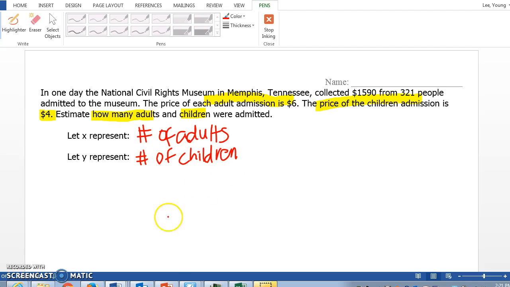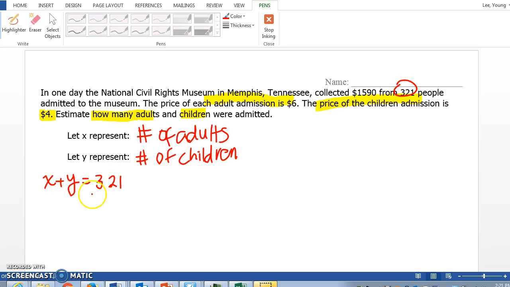So let's come up with the first equation. X is the number of adults, Y is the number of children. Altogether, how many people? There are 321 people admitted. So what should be my first equation? X plus Y equals 321.